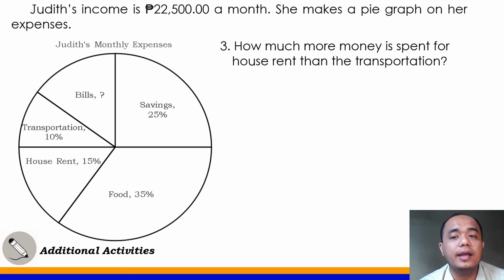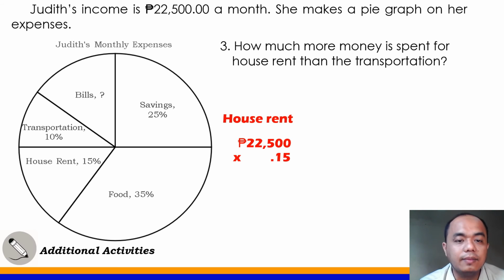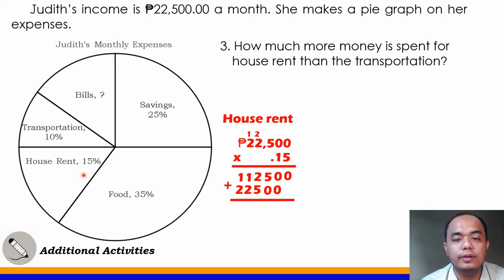Number 3, how much more money is spent for house rent than the transportation? So, may comparison na naman tayo dito class, i-subtract na naman natin yan. So, yung house rent natin is 22,500 times 0.15. No? Ito yan. So, nasolve natin ito kanina, di ba? So, 0, 0, 25, carry 2, 12, carry 1, and 11, we have 0, 0, 5, 2, 2. So, add muna natin yan. 0, 0, 5, 7, 3, 3. Nasolve na natin ito actually kanina, di ba? So, that's 3,375 pesos.